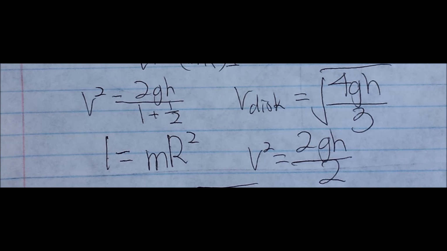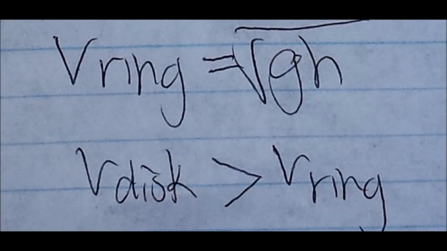I for a ring is equal to mr². Therefore, for a ring, v² is equal to 2gh over 2. Solving for v, v ring is equal to the square root of gh, and therefore we can conclude that v disk is greater than v ring.